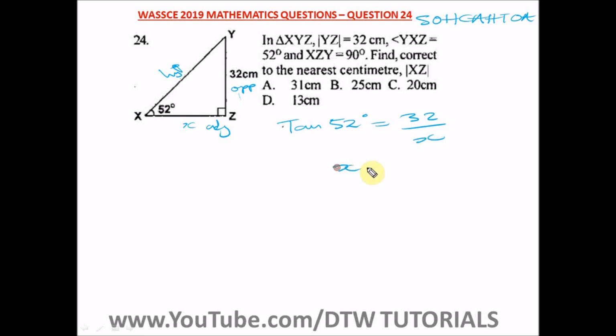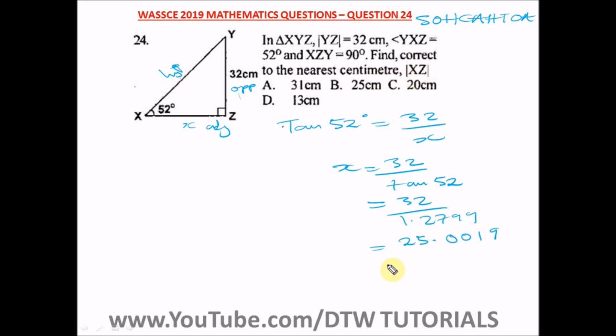From here we have X equal to 32 divided by tan 52. So what would this give us? Tan 52 is 1.2799. Punching your calculator, when you divide, we have 25.0019. The question says find correct to the nearest centimeter, so using the approximation sign, the nearest centimeter will definitely be 25 centimeters. So this is our answer, and our right option here is option B.